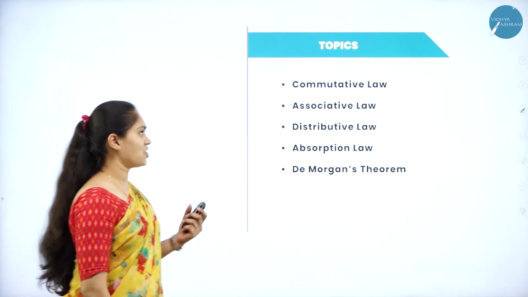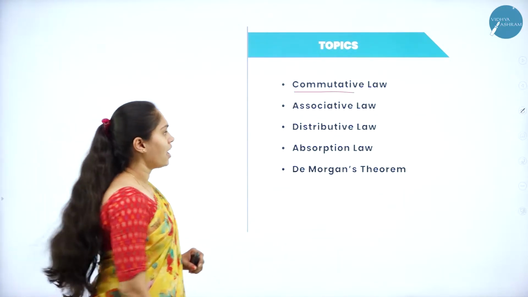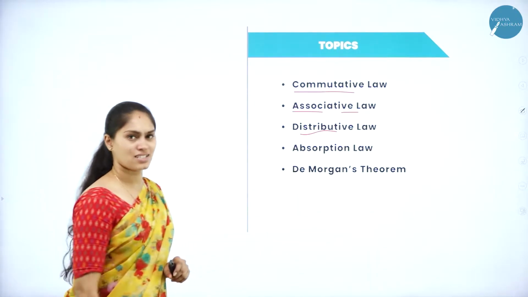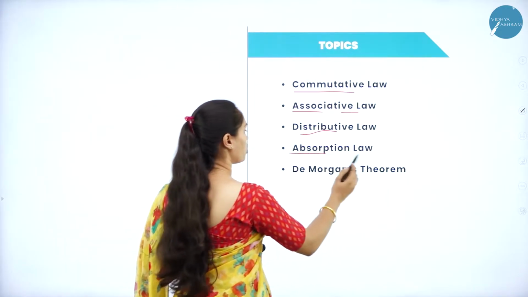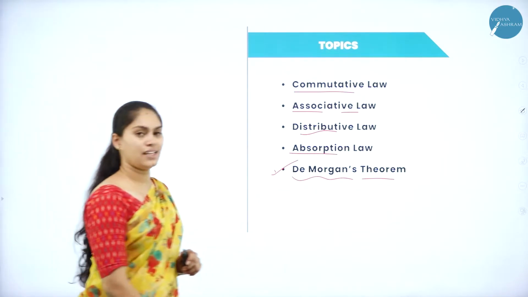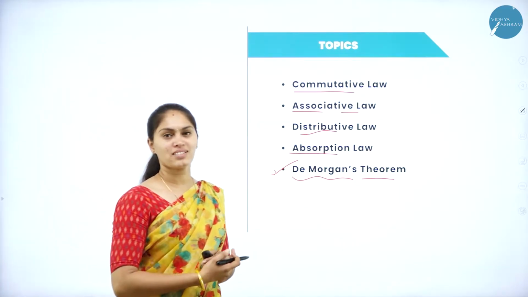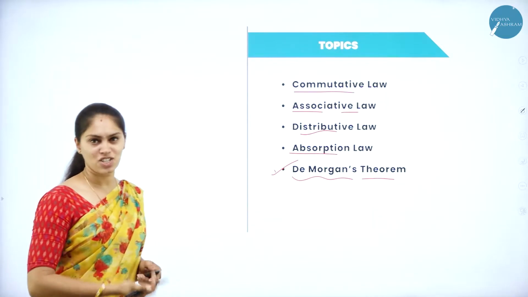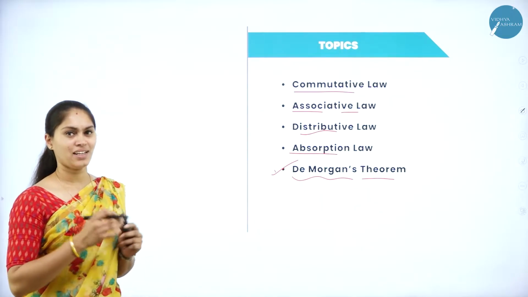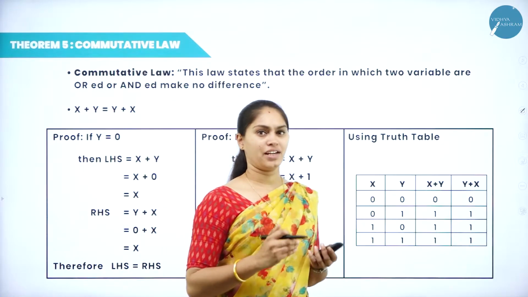In today's session we are going to discuss the commutative law and the associative law. Along with that we will learn about the distributive law, the absorption law, and most importantly De Morgan's theorem. We'll see what types of De Morgan's theorem we have and what its applications are. Everything I'm going to discuss in today's session. Let me get into the session, starting with the commutative law.